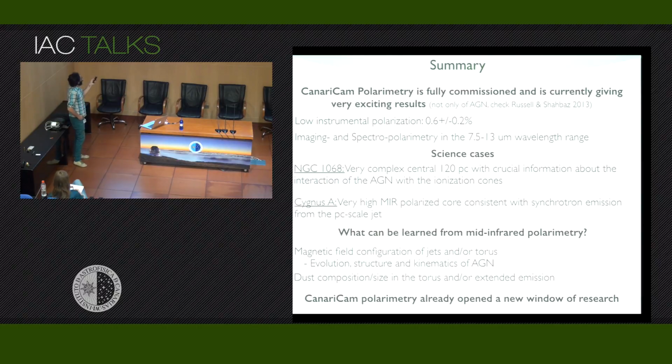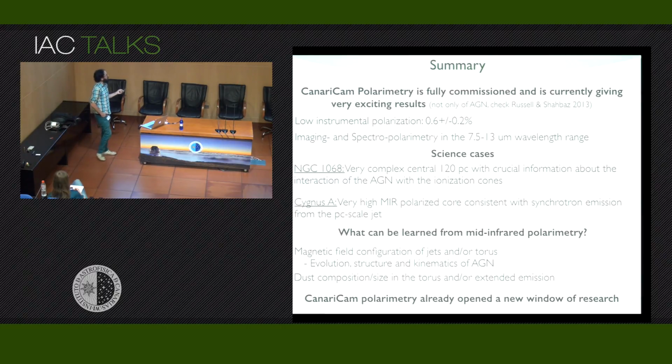So, they have a low instrumental polarization, and we can do imaging and spectropolarimetry from 7.5 to 13 micron. The science cases, in these two cases, are NGC 1068 with a very complex central region, and Cygnus A with a highly polarized mid-infrared core produced by the parsec scale jet.